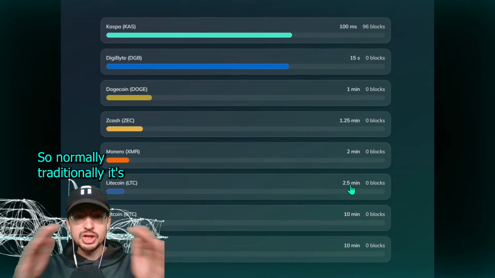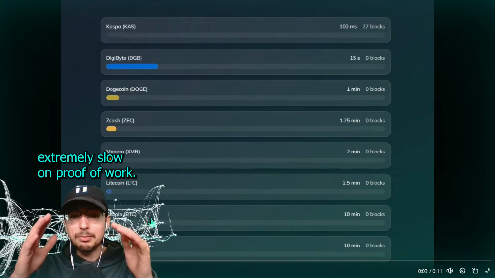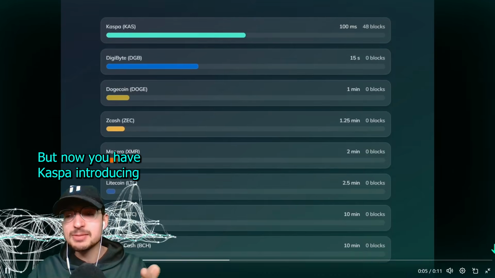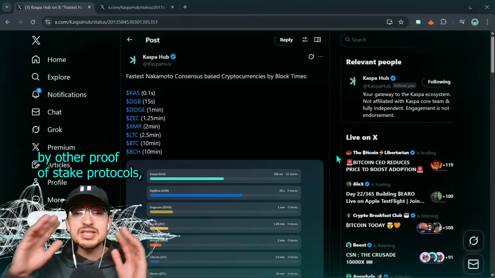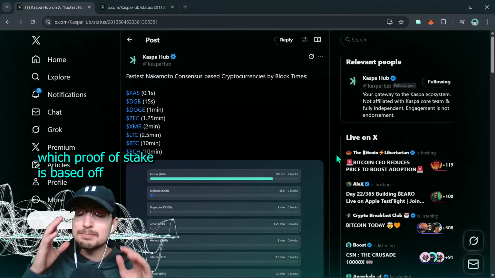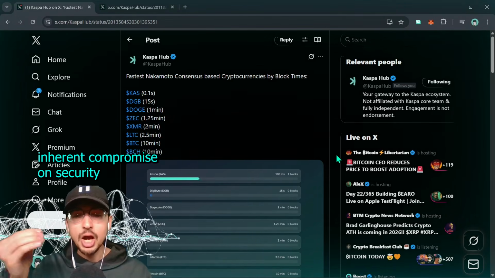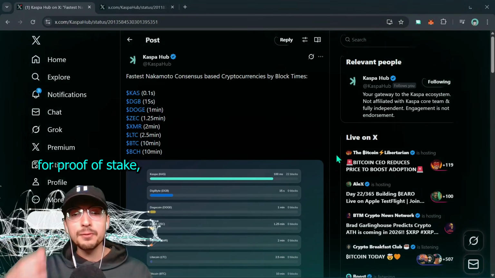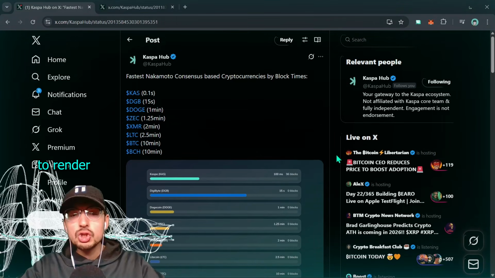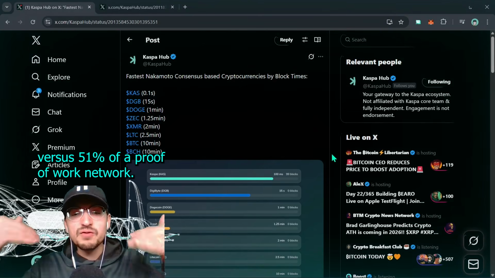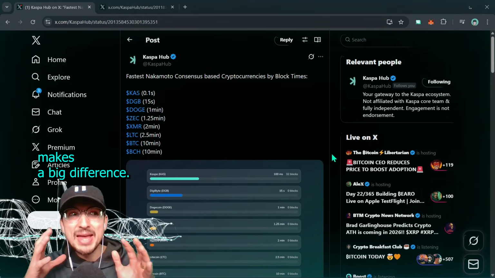So normally, traditionally, it's extremely slow. Linear blockchain is extremely slow on proof of work. But now you have Kaspa introducing scalability only known by other proof of stake protocols, which proof of stake is based off of extreme centralization, and there is an inherent compromise on security for proof of stake. An attacker only needs 34% of the entire proof of stake network to render it useless versus 51% of a proof of work network. So that type of security makes a big difference.